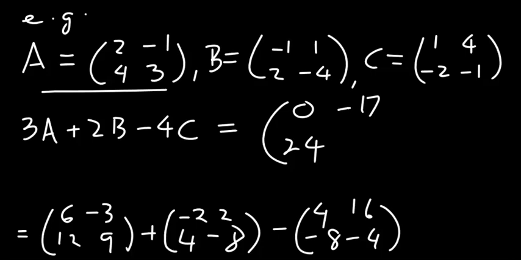And finally, the element 2, 2, which is in row 2 and column 2. So for the first matrix it is 9. 9 plus minus 8, that is 1. 1 minus 4, and that's going to give you 5.